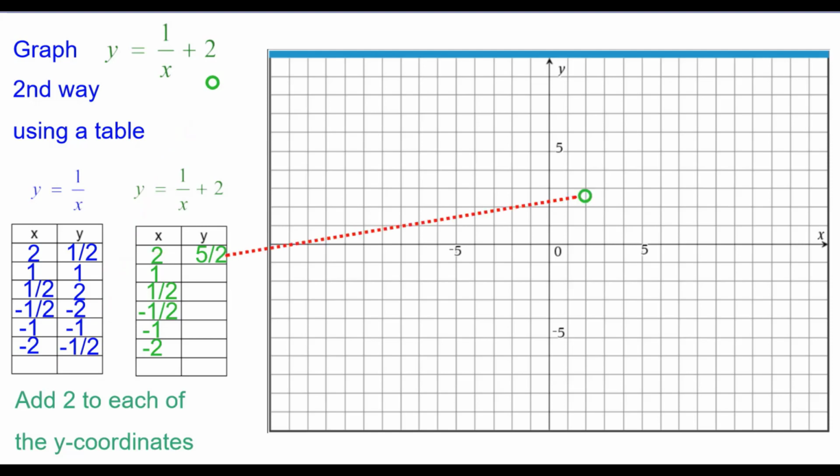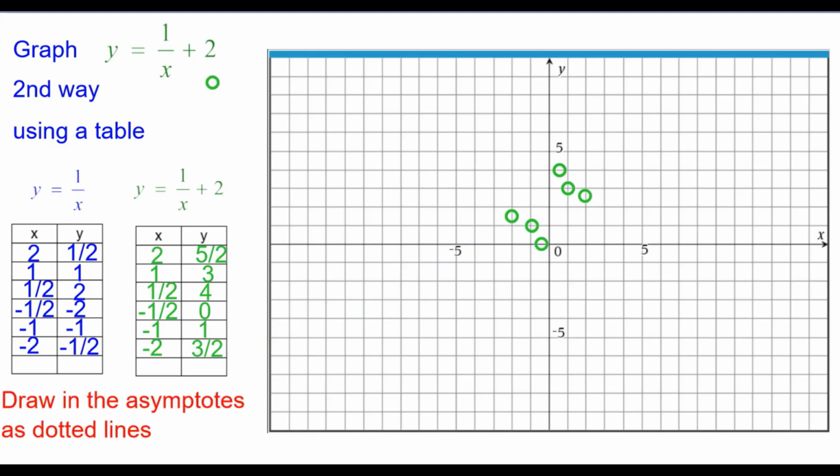So I'll plot (2, 2.5). 1 plus 2 is 3. Plot (1, 3). 2 plus 2 is 4, so plot (1/2, 4). And now going the other direction, -2 plus 2 is 0, so (-1/2, 0). -1 plus 2 is 1, so (-1, 1). And -1/2 plus 2, think of 2 as 4 halves. -1/2 plus 4 halves is 3 halves, so (-2, 1.5).